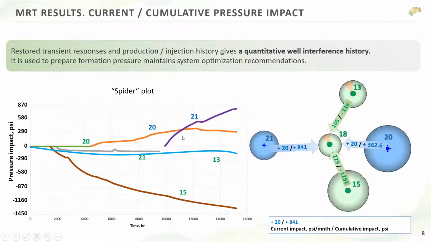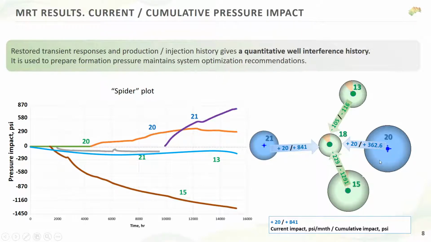Okay, and maybe the most interesting is the interference plot. We call it a spider plot. What is it? On the x-axis it's time, and on the y-axis it's pressure impact. So we can see what was happening with time.